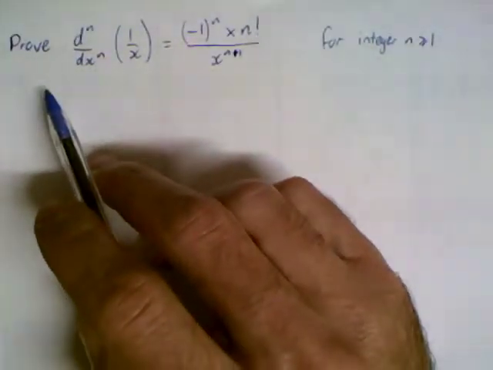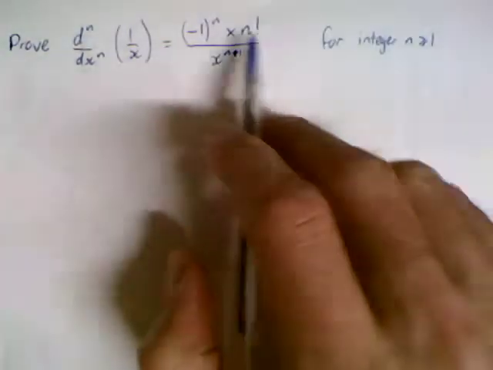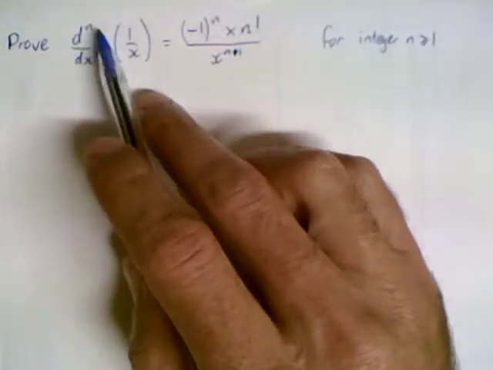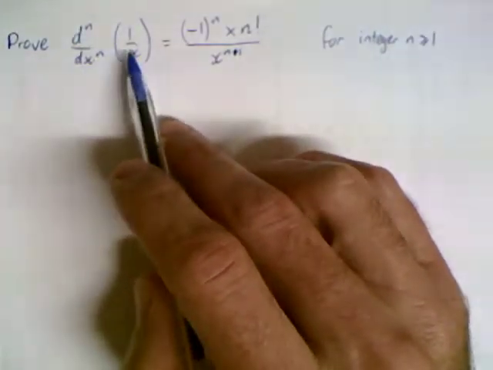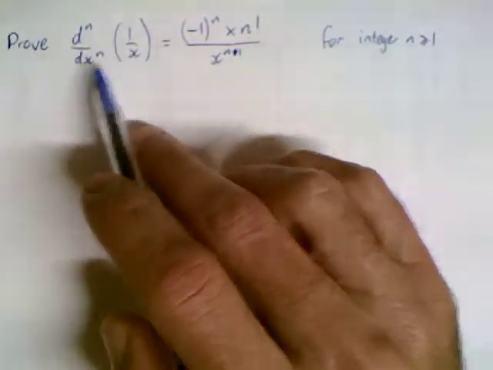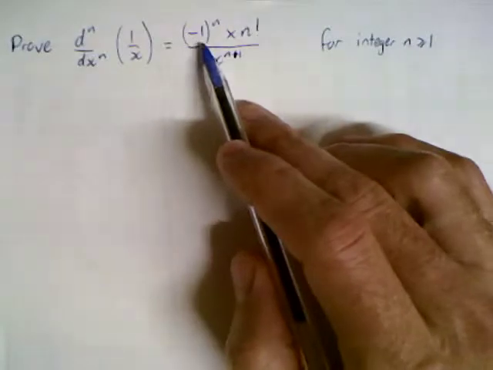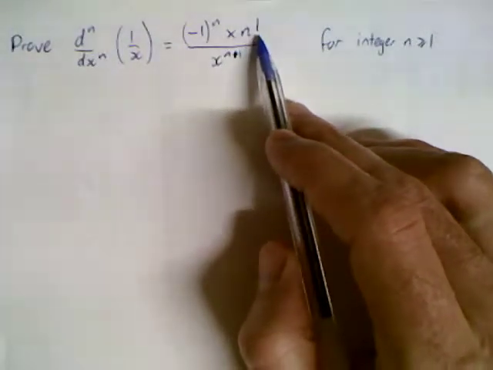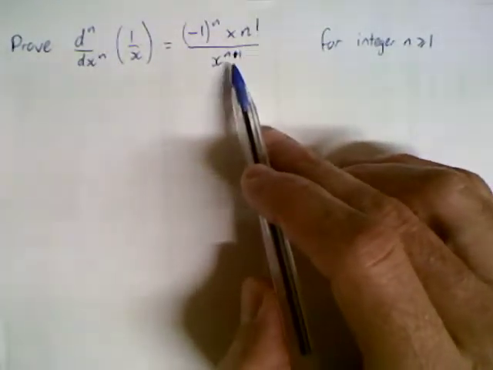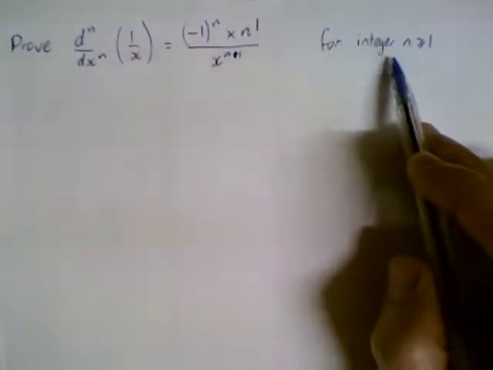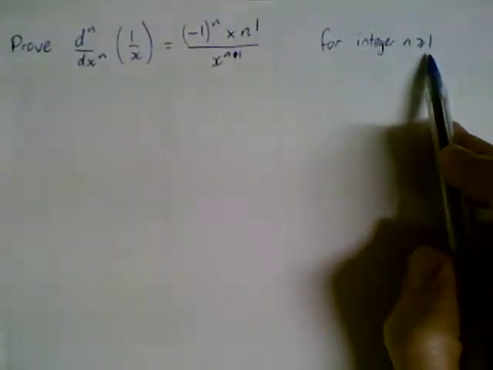Okay, we're going to prove this expression here. It's the nth derivative, d^n/dx^n, of 1 over x. In other words, the nth derivative of 1 over x. And we want to show that that's equal to (-1)^n times n factorial over x^(n+1). And this is for any integer value n greater than or equal to 1.